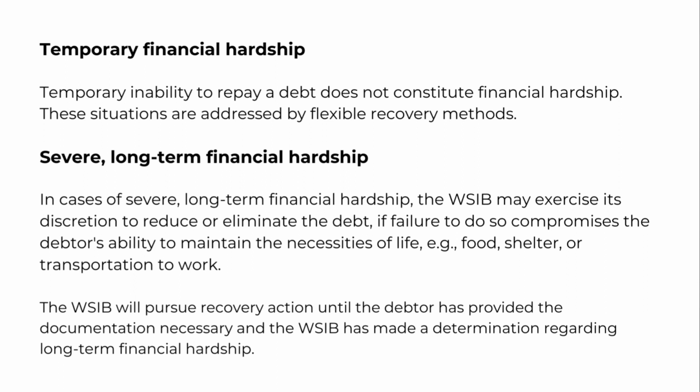And so the next portion here, titled Severe Long-Term Financial Hardship. So in cases of severe long-term financial hardship, the WSIB may exercise its discretion to reduce or eliminate the debt if failure to do so compromises the debtor's ability to maintain the necessities of life, for example, food, shelter, or transportation to work. The WSIB will pursue recovery action until the debtor has provided the documentation necessary and the WSIB has made a determination regarding long-term financial hardship. And so there's quite a bit of information that the WSIB will require in order to make a determination that if pursuing the debt will produce severe long-term financial hardship.